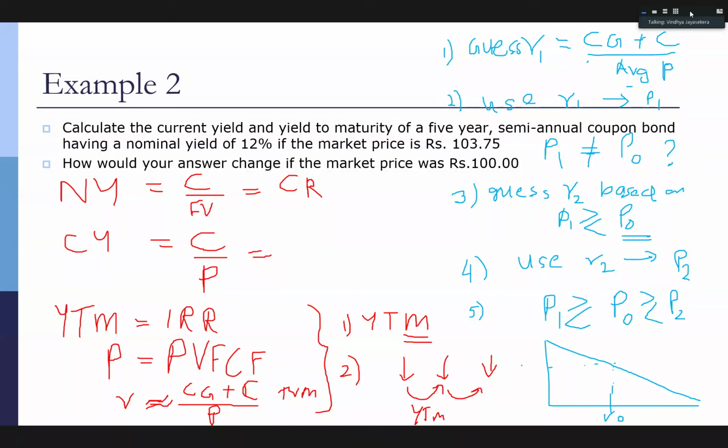So that's what we did to find the yield to maturity. So based on this, did you all try? I hope you all tried. I left the screen open. I'll give you 2 more minutes. Please let me know what the answers are for example 2, part 1.